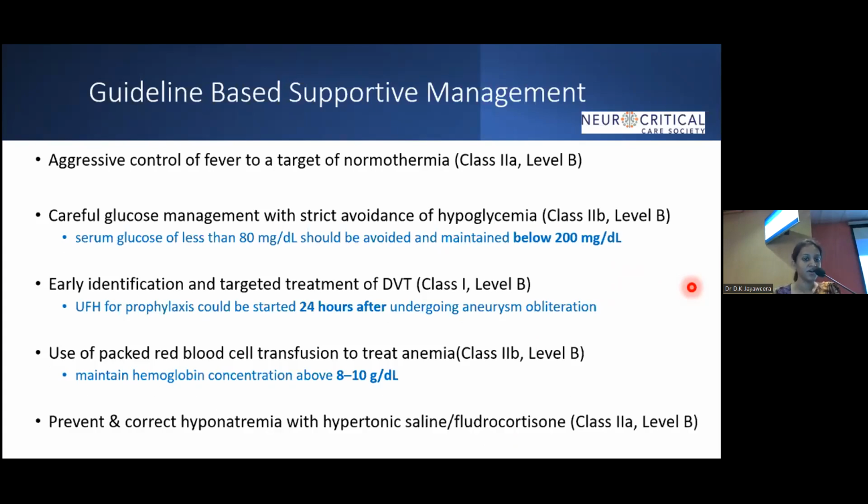And also hyponatremia is a common complication. This may be due to cerebral salt wasting or SIADH. So this should be managed with hypertonic saline or fludrocortisone. And what they say is to avoid fluid restriction, because here we need to maintain euvolemia.